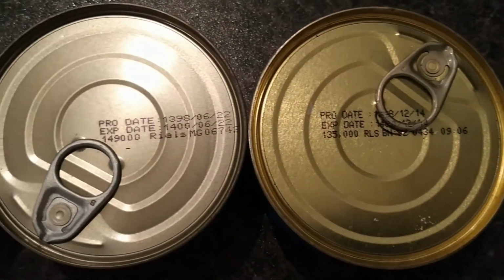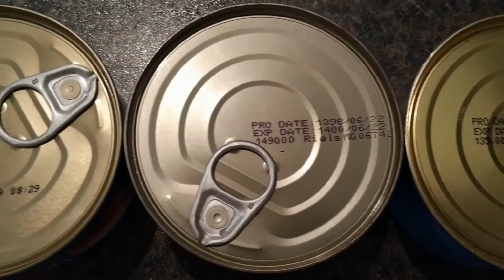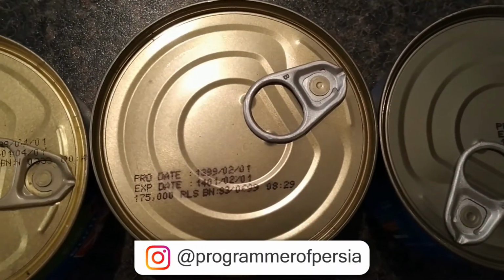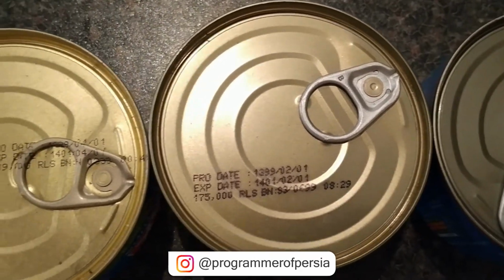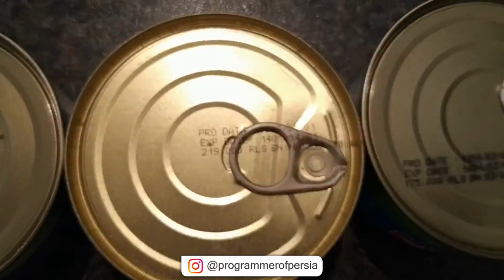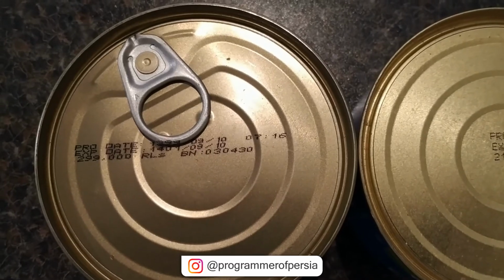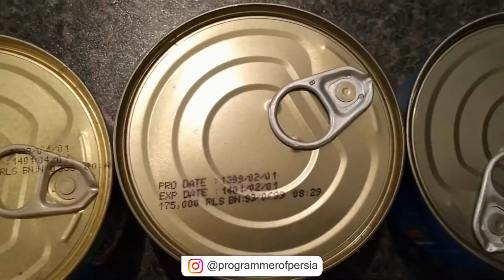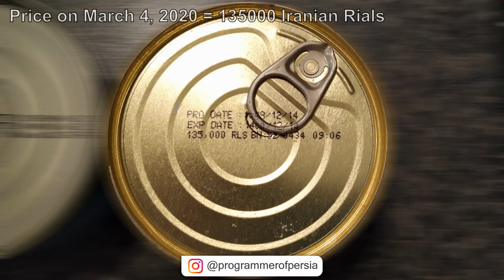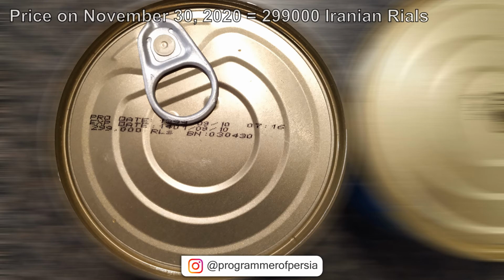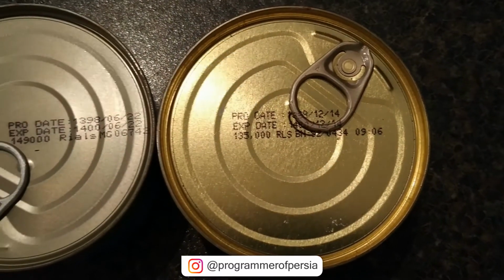This is a real-world example of how inflation affects the prices of different products. These are canned fish and are chronologically ordered based on their production date. The first one is produced on 4th of March 2020 and the last on 13th of November 2020. All of them are from the same manufacturer and exactly the same product. And as you can see, the price of this product has increased from 135,000 Iranian riyals to 299,000 Iranian riyals, which means more than 100% increase in less than a year. This is how inflation impacts the prices of goods.